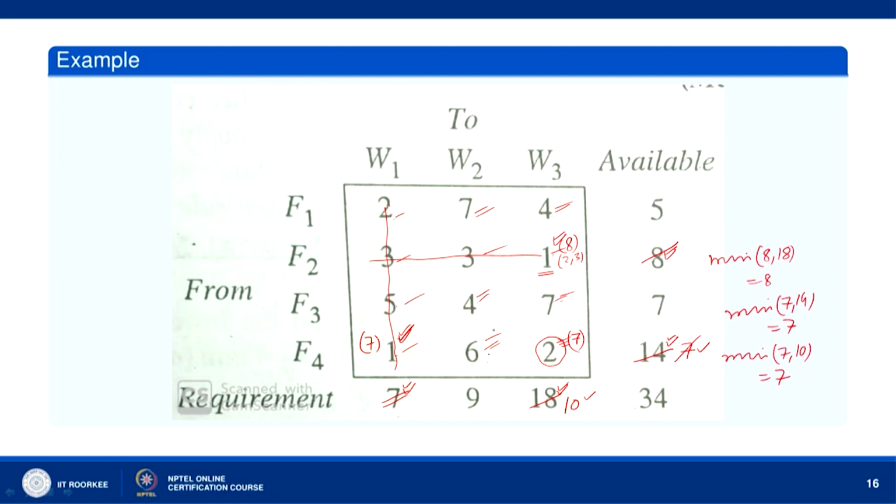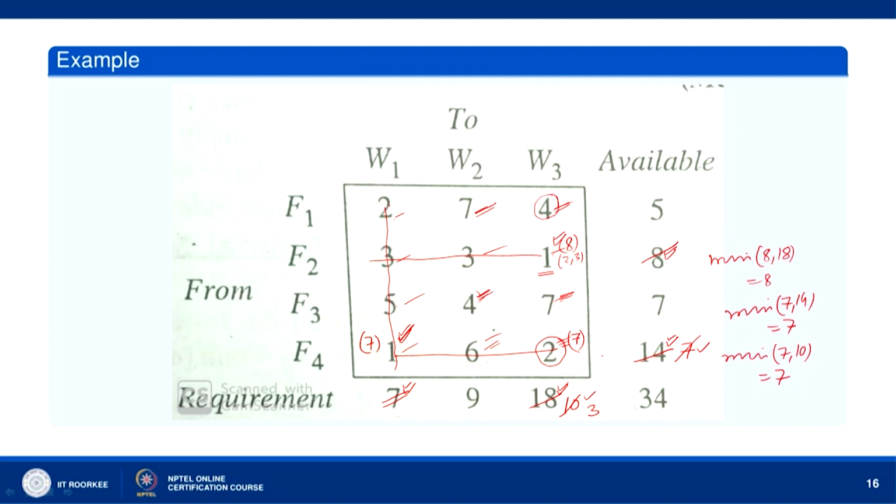Okay. So, we cross out this row, and 3 more are to be made available to W3. Now, what is left with us? So, we have 7 4 4 7. Okay. So, minimum is 4. Now, we can take either this 4 or this 4. So, let us take this 4 for example.